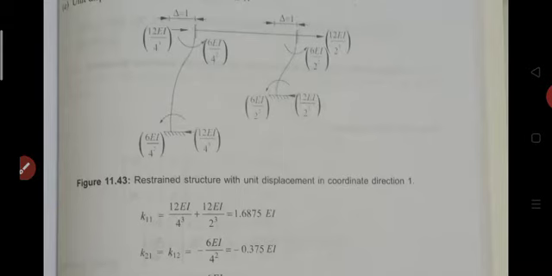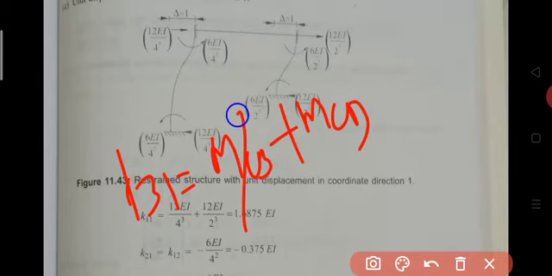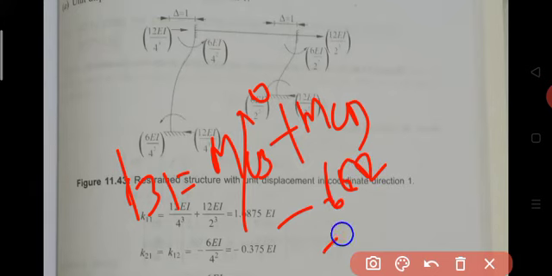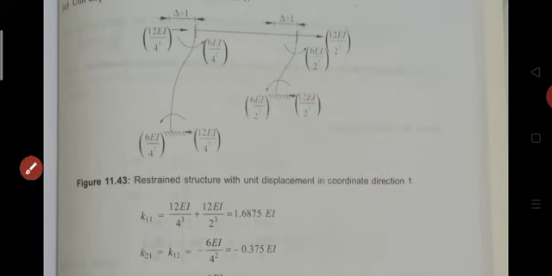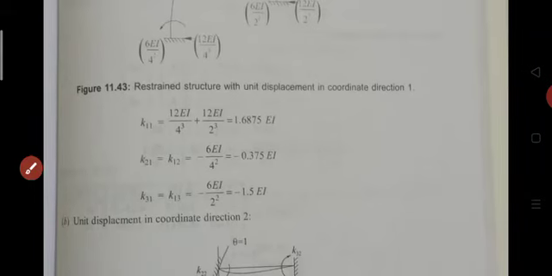Therefore, K31 is equal to MCB moment plus MCD moment. MCB moment is equal to 0. For the beam portion there is no reaction, so it is not subject to any reaction, and its value is 0. Then MCD is 6 EI delta by 2 square. It is an anti-clockwise moment, but our assigned coordinate direction is clockwise, therefore put a minus sign. So, you get minus 6 EI by 2 square, that is minus 1.5 EI.